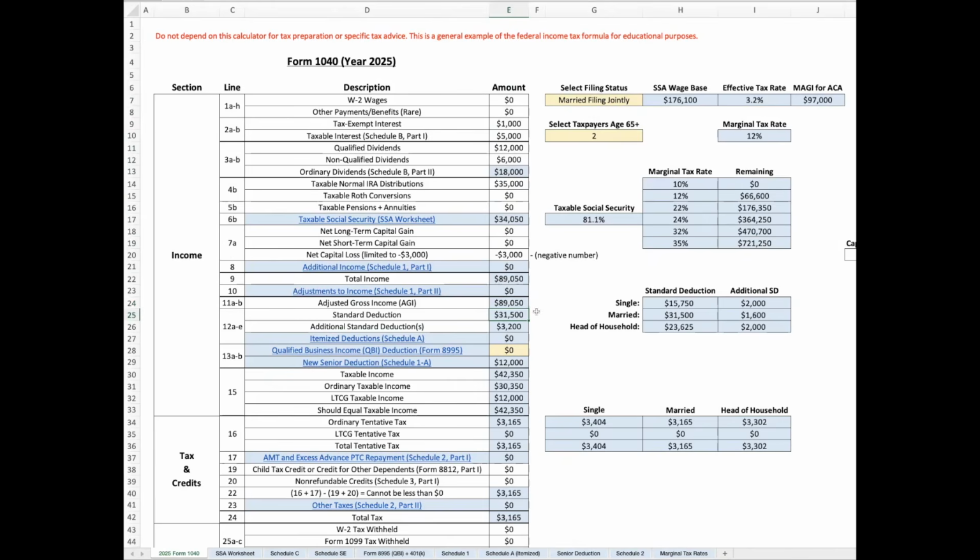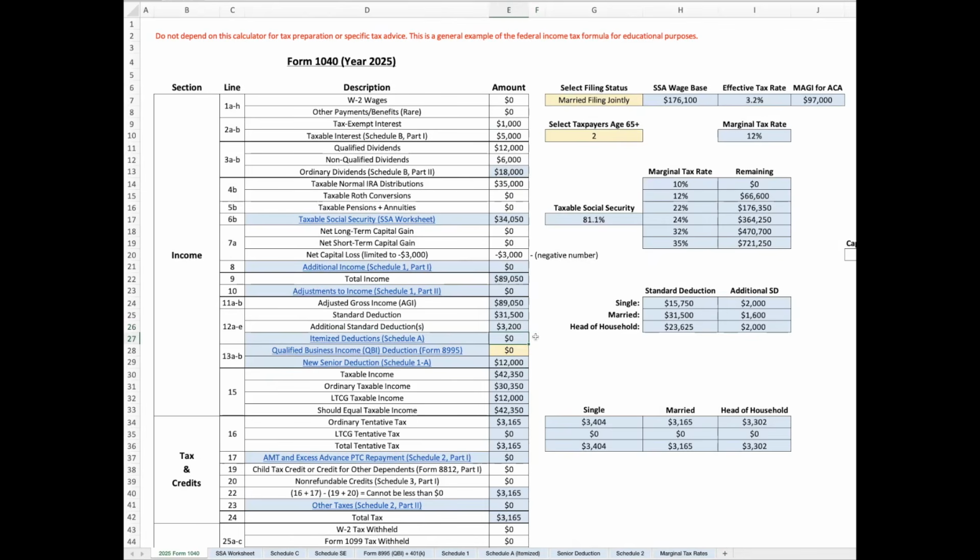First is the standard deduction, which is $31,500 for a married couple filing jointly in 2025. And you can also reference those numbers to the right for each filing status. Next is the additional standard deduction, which is $1,600 per spouse age 65 or older when filing jointly. You'll notice when filing single or head of household, the additional standard deduction in 2025 is $2,000 instead of $1,600. In this example, since we selected married filing jointly and both age 65 and up, both spouses will receive the additional standard deduction, so $3,200 total.